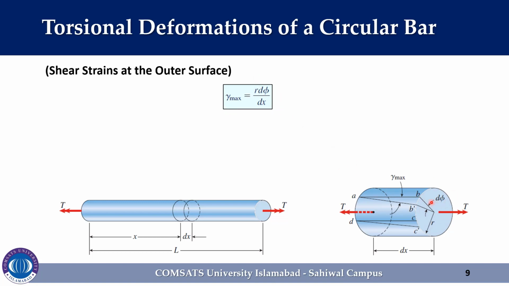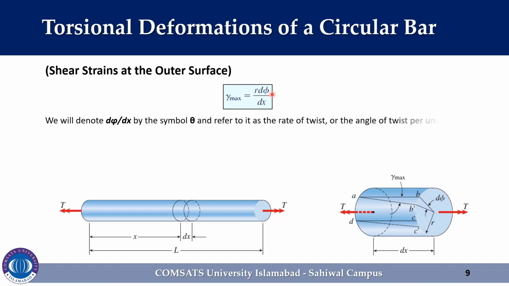However, the quantity d phi over dx is the rate of change of the angle of twist phi with respect to the distance x measured along the axis of the bar. We can express d phi over dx by the symbol theta and refer to it as the rate of twist, or the angle of twist per unit length. With this notation, we can now write the equation for the shear strain at the outer surface of the bar as follows. Gamma maximum equals r d phi over dx, and replacing d phi over dx with theta, the equation becomes r theta.